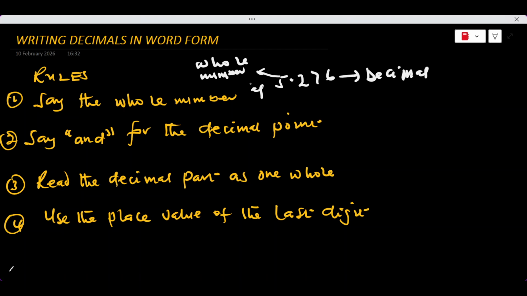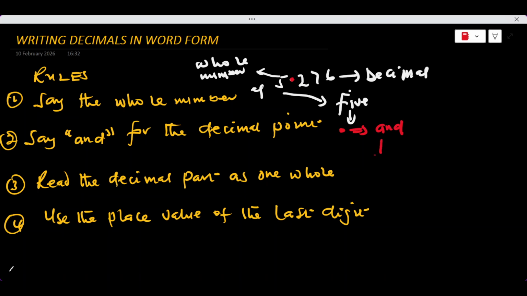So what it is saying is that when you are to write a decimal in word form, you just say the whole number. So we have here 5. So you just say 5. I hope that is clear. And then this leads us to the next rule, which says that say "and" for the decimal point. So we have the decimal point here. So instead of saying 5 point, then you continue with the decimal part, you rather say what? "And". So the decimal point is pronounced "and".